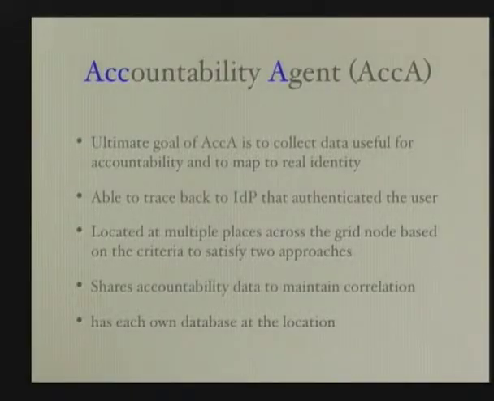Accountability agents. The original role of the accountability agent is to collect accountability data and to map users' activity and resource consumption to real identities. An accountability agent is able to trace back to identity providers if an identity management system such as Shibboleth is employed to authenticate the users. Accountability agents are located at multiple places across grid nodes, based on criteria to satisfy the two strategies, and they share accountability data to maintain correlations. Each also has its own database at its location.